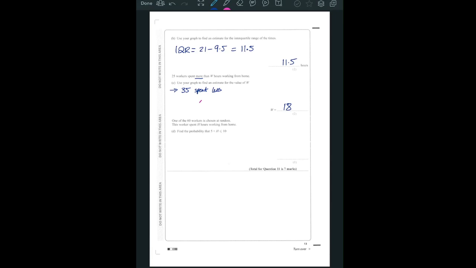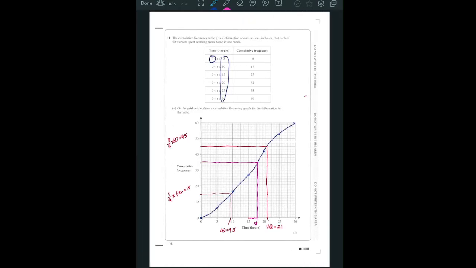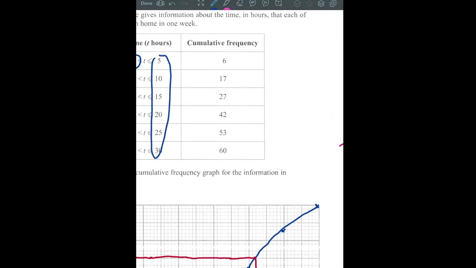One of the 60 workers is chosen at random. This worker spent H hours working from home. Find the probability that that's between 5 and 10. Well, probability is the number of good things out of the total. Well, there are 60 workers, so the total is going to be 60. How many people spent between 5 and 10? Well, I'm actually going to use the table up here.